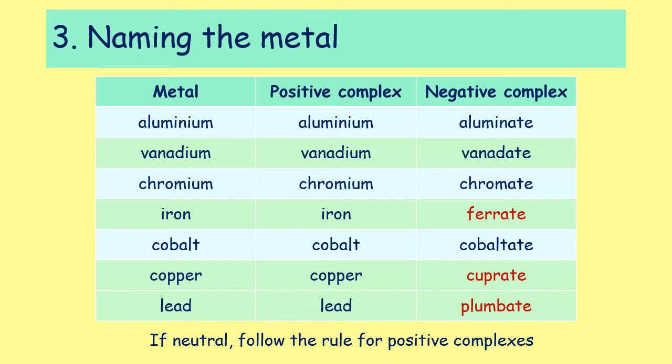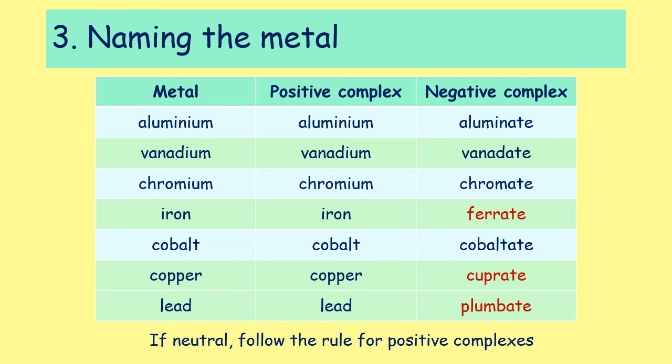But what happens, for some reason that I'm not sure of, whenever they're in negative complexes, they take on their old Latin names. So iron becomes ferrate. The Fe is the symbol for iron, and that's where we get ferrate from. Cobalt doesn't end in -ium, but what happens is we just add -ate onto the end of the name, so cobaltate.